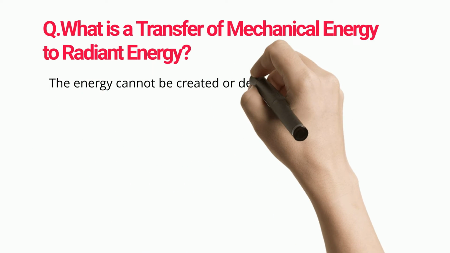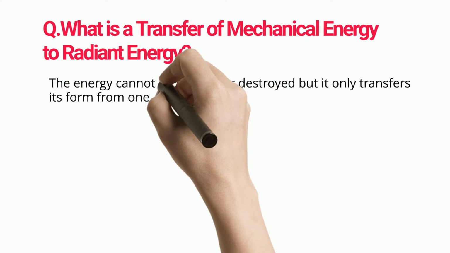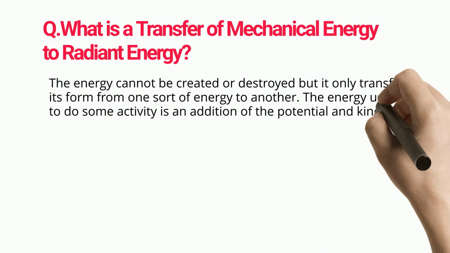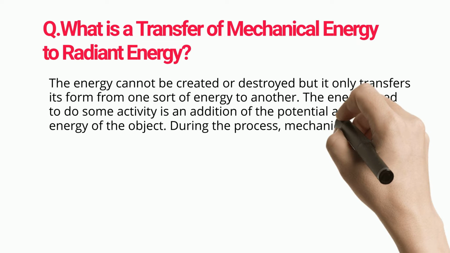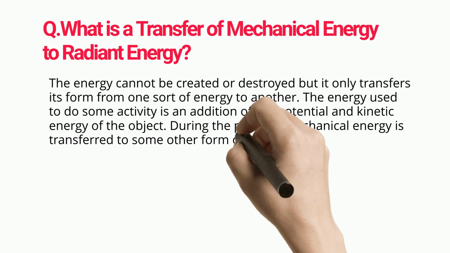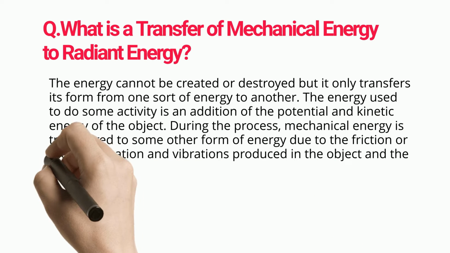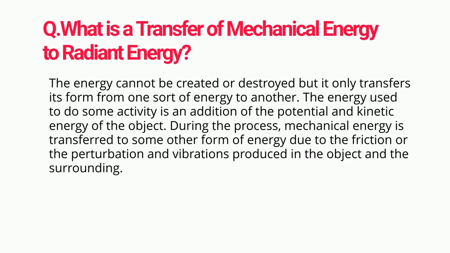Energy cannot be created or destroyed, but it only transfers its form from one sort of energy to another. The energy used to do some activity is an addition of the potential and kinetic energy of the object. During the process, mechanical energy is transferred to some other form of energy due to the friction or the perturbation and vibrations produced in the object and the surrounding.